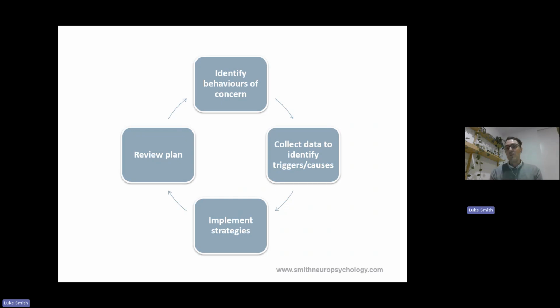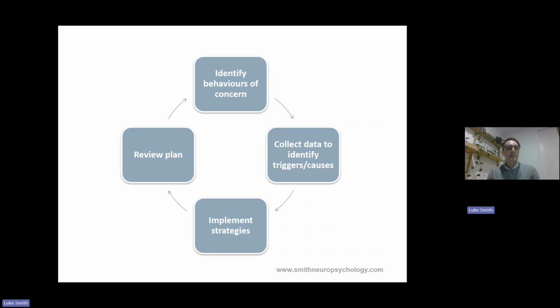What time of day will these behaviours of concern be happening? Once we collect that data, which sometimes we do through observing, sometimes we talk with people who know the person well, sometimes we even do behaviour charting, which is where we collect data on a chart. We then look at implementing strategies.